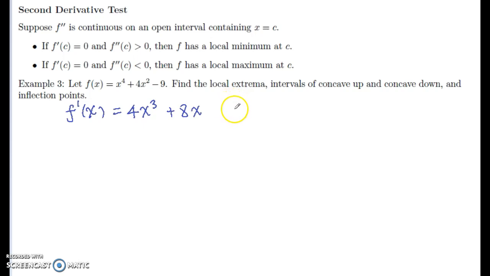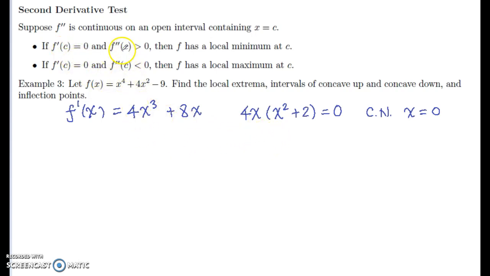And we will get our critical numbers by setting this equal to 0. So we factor out the common factor 4x: 4x times x squared plus 2 equals 0. So we know our critical number is x equals 0, and x squared plus 2 doesn't equal 0, so we don't have more critical numbers. So in order to locate the extrema, we can try to use the second derivative test. That is, at the critical point, f prime of 0 equals 0, we can find it.